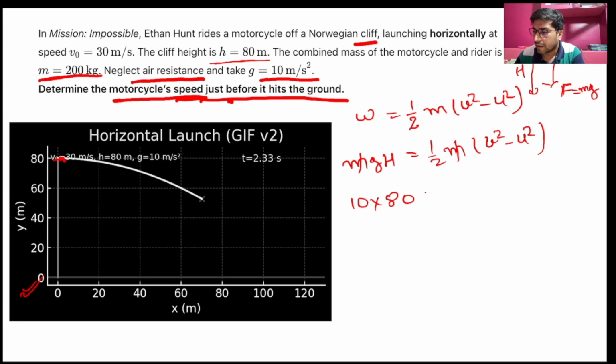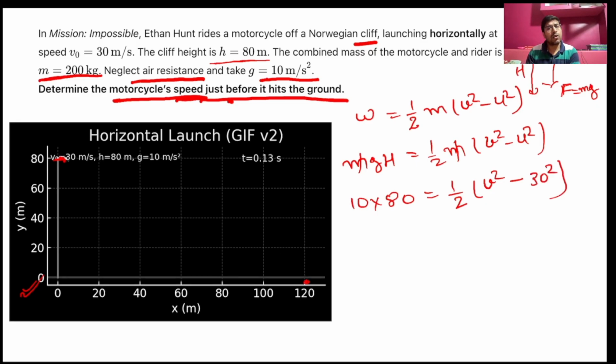80 meter. That is equal to half v square. Suppose at the ground the velocity, the speed, will be v, and at the top, how much will the horizontal speed be? 30 meter per second, and the vertical speed will be 0, right? So total u we can write as how much? 30 square, because it only has a speed of 30 meter per second.